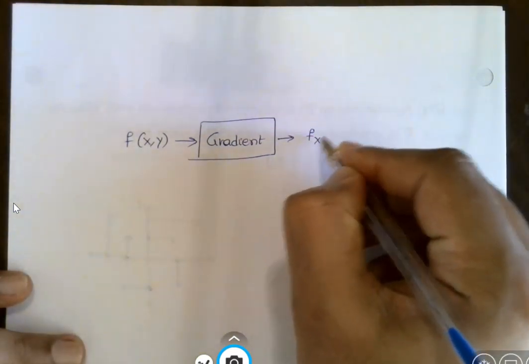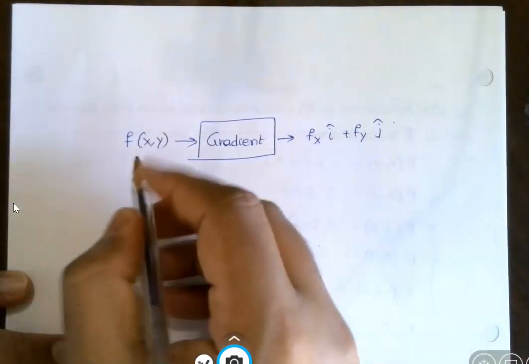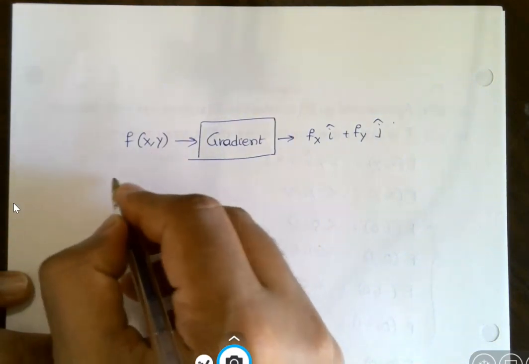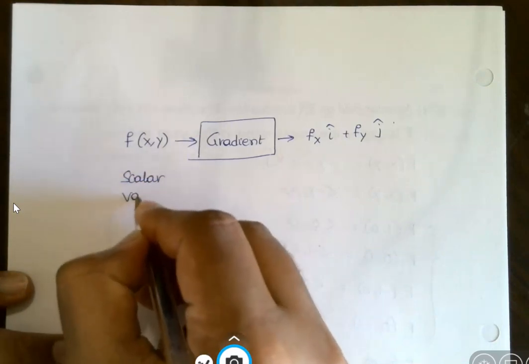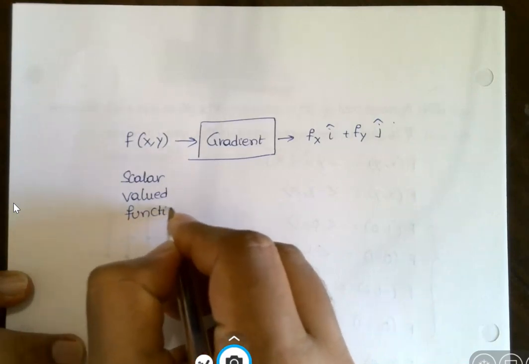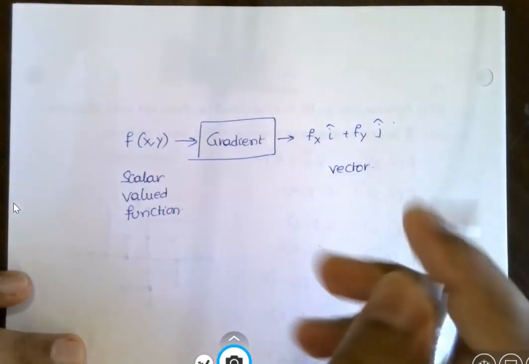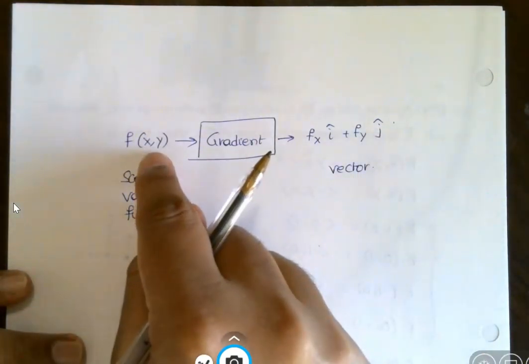Okay, so that's going to be fx i plus fy j. This is a scalar valued function. What is the domain? A scalar valued function. And what is your range? Your range is a vector. Please understand that: what you get outside is a vector, but what goes inside is a scalar valued function.